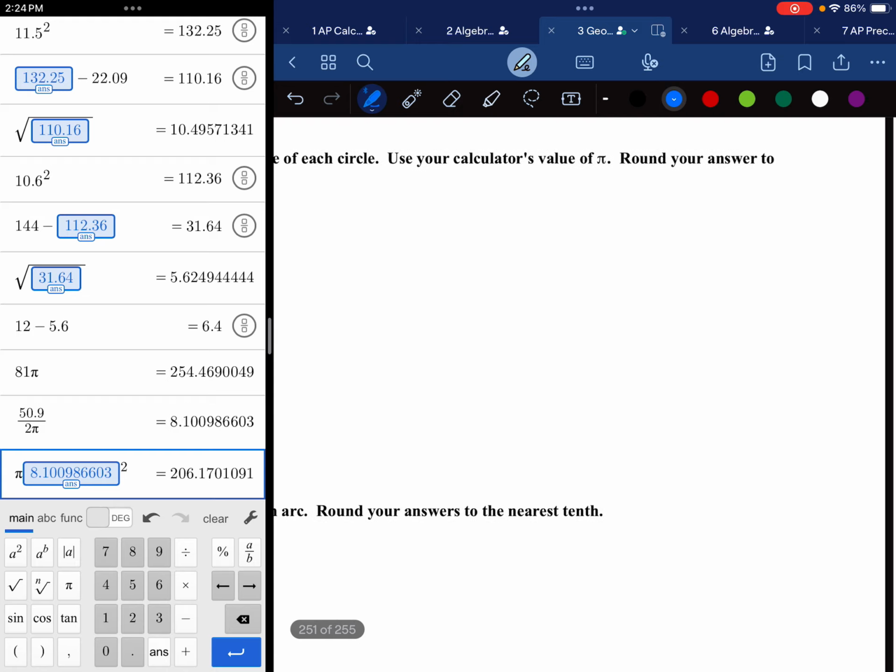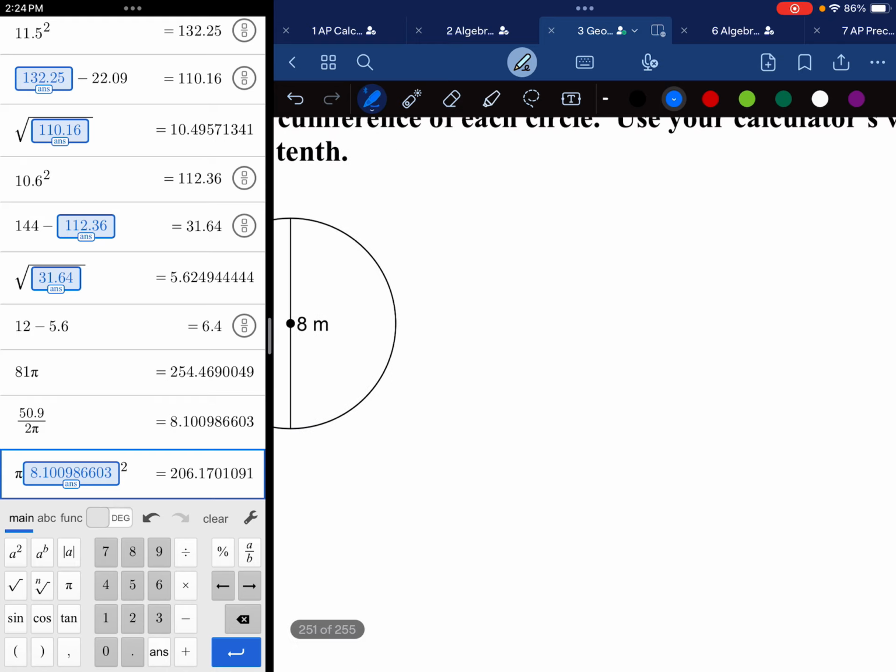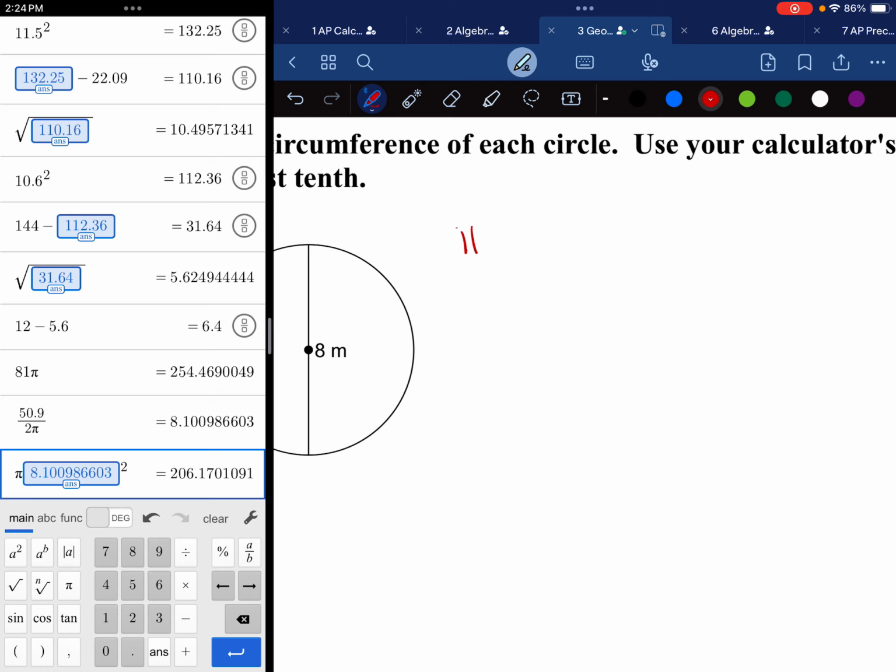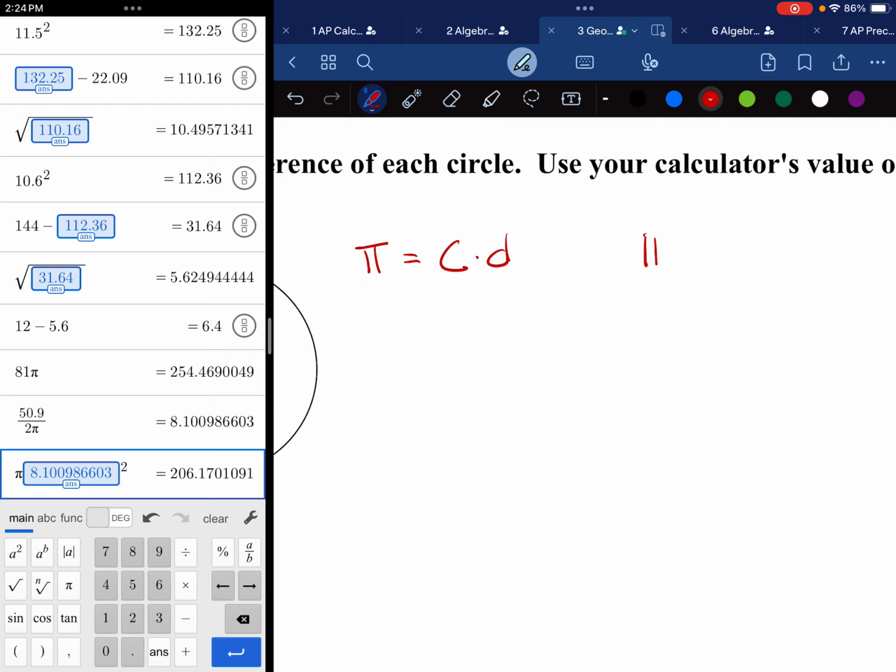Find the circumference of each circle. Okay, well, I'm going to use that very, very ancient definition of pi is equal to circumference times diameter. Maybe you don't like that. Maybe you're more of the, I prefer, I'm a classic pi is equal to 2 pi r type of person. Either way is going to work.